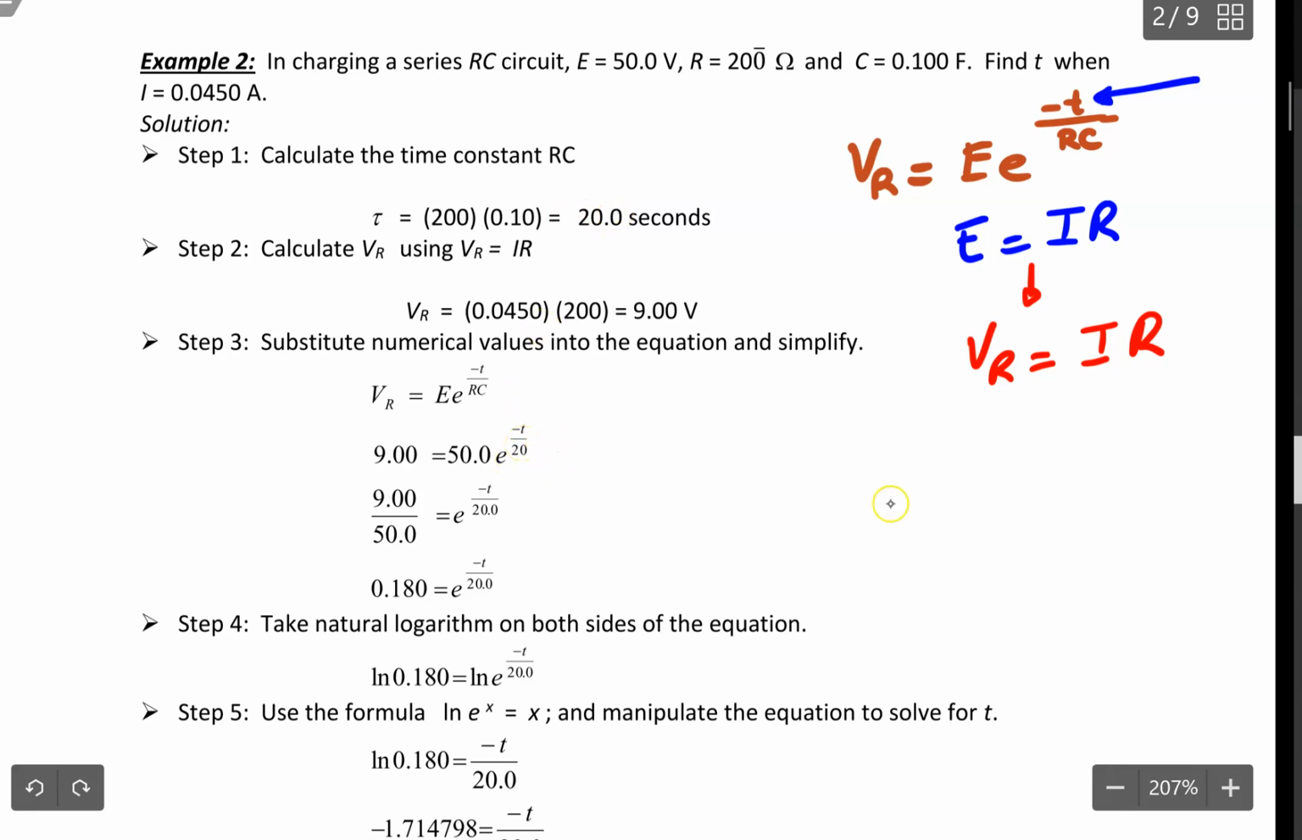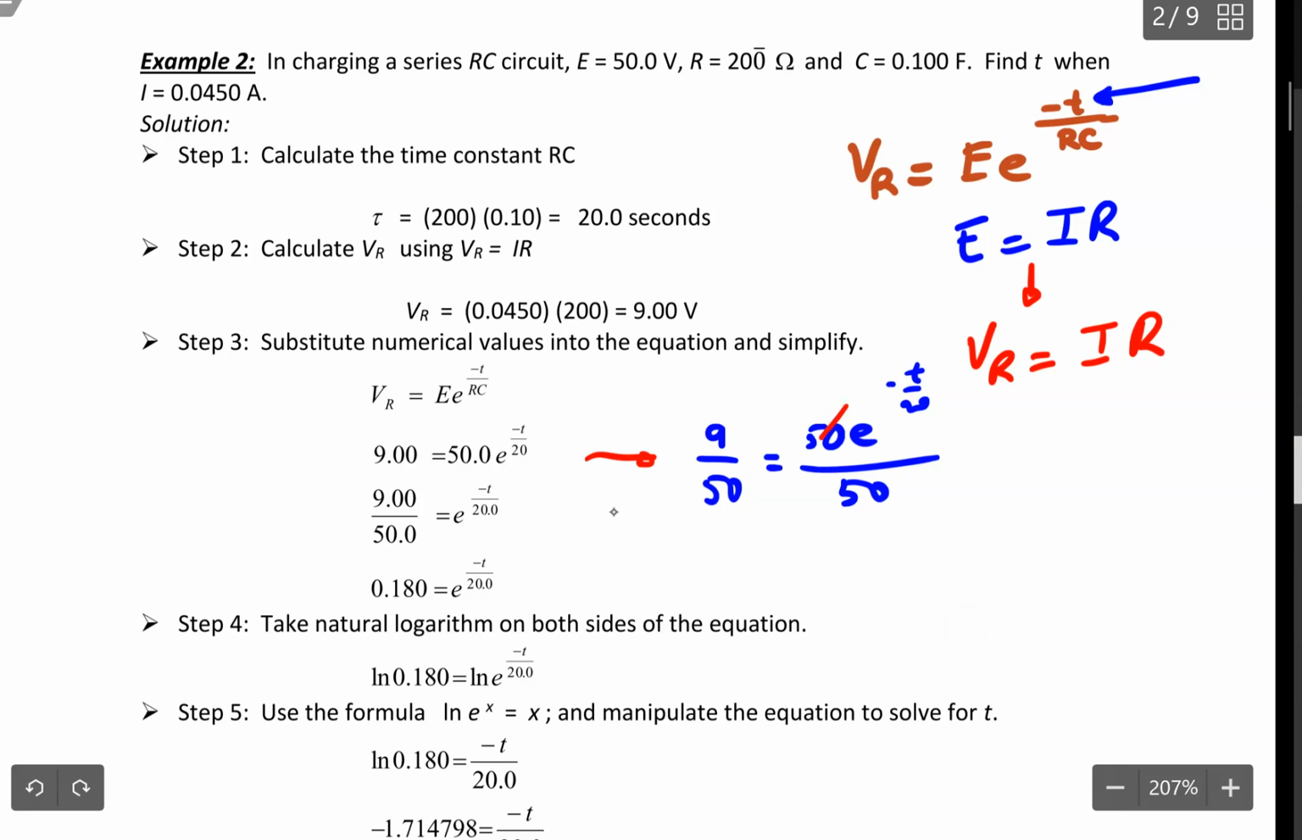Okay, so at this point right here, I would like to remind everyone that when you solve equations, whatever operation you perform on this side, you do the same thing on the other side. So in this case, I divide both sides by 50, right? So 9 divided by 50 equals 50 e to the negative t over 20, and I divided by 50 as well.